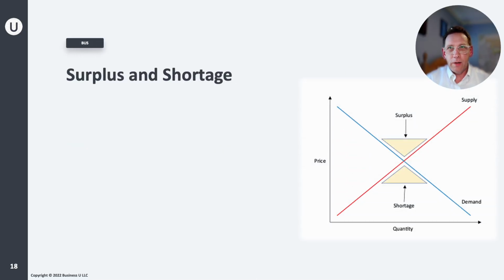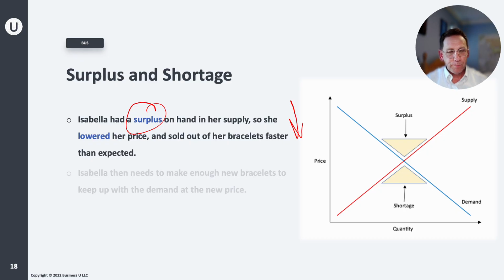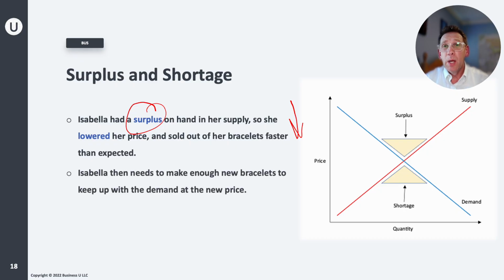So here's kind of this image of surplus and shortage. Initially, Isabella had a surplus on hand in her supply. So she lowered her price, and then she sold out of her bracelets faster than she expected to. Well, now she needs to make enough new bracelets to keep up with the demand at the new price.